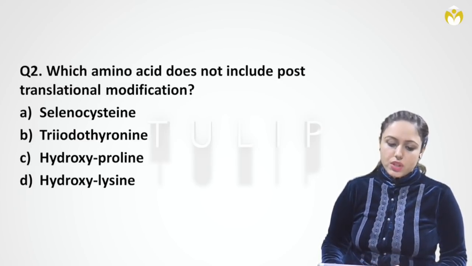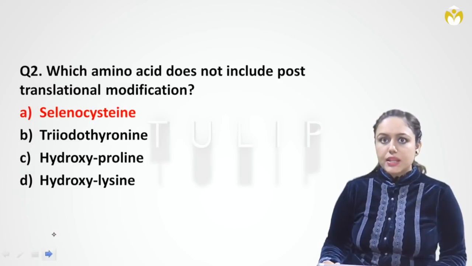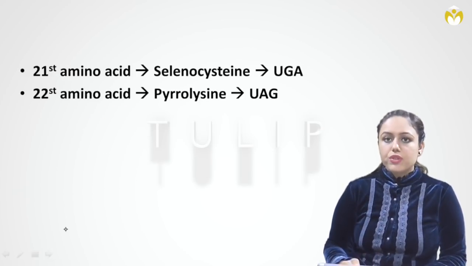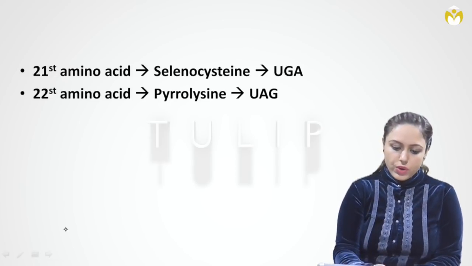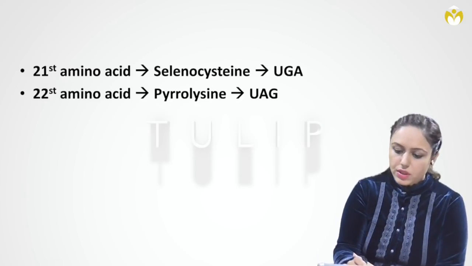Examples of modified amino acids are triiodothyronine, hydroxyproline, hydroxylysine. The answer to this question is selenocysteine, which is the 21st amino acid. The 21st amino acid, selenocysteine, is given by codon UGA. The 22nd amino acid is given by codon UAG, that is pyrrolysine.